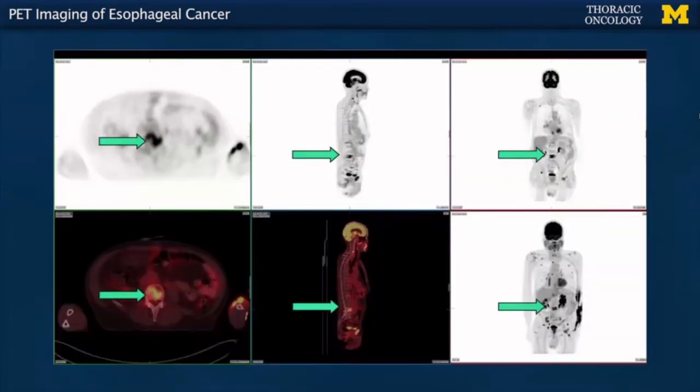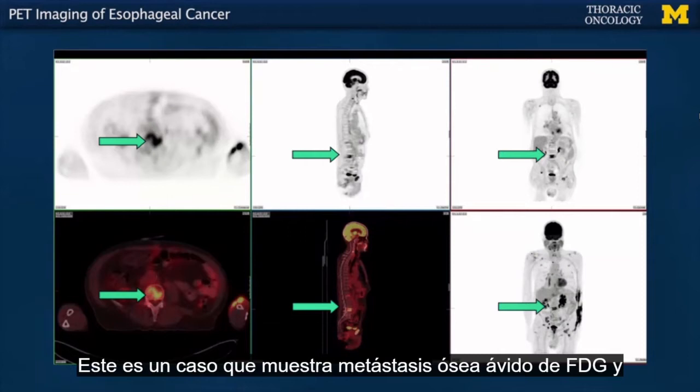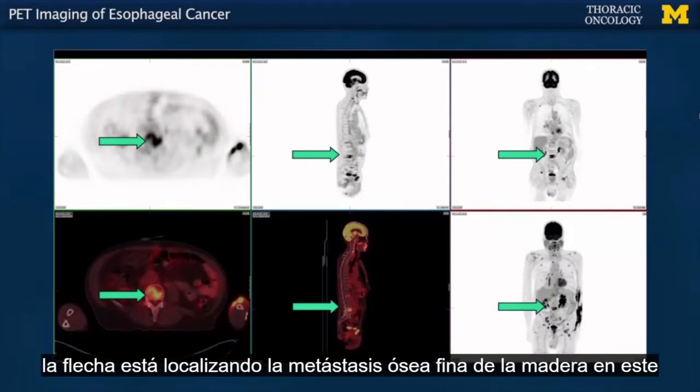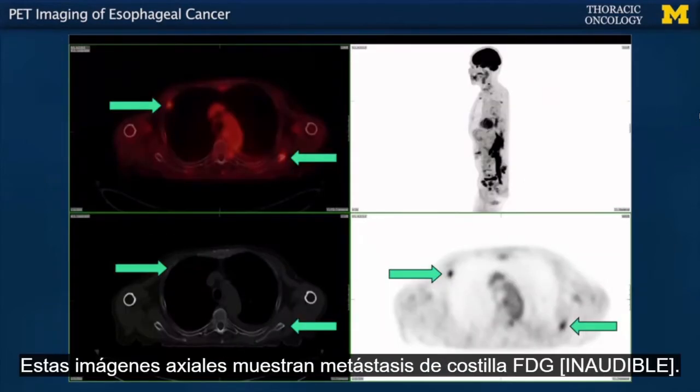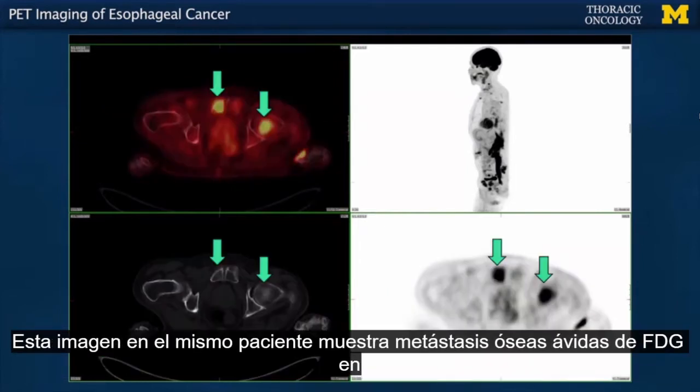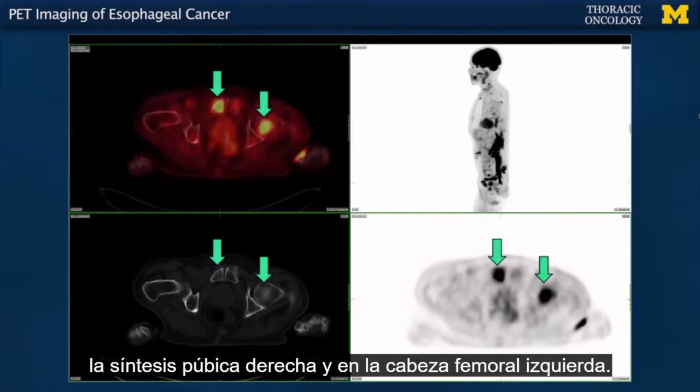This is a case showing FDG-avid bone metastases, and the arrow is localizing lumbar spine bone metastases in this patient with esophageal cancer. These axial images show FDG-avid rib metastases. This image in the same patient shows FDG-avid bone metastases to the right pubic symphysis and the left femoral head.